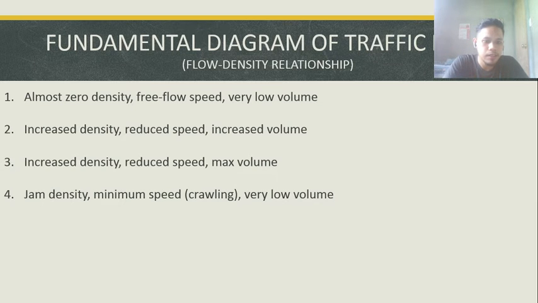Increased density, reduced speed, maximum volume. So there is a maximum volume of vehicles, with reduced speed. Then it is going to be packed at jam density. Next is jam density: minimum speed, or crawling of vehicles, means very low volume.